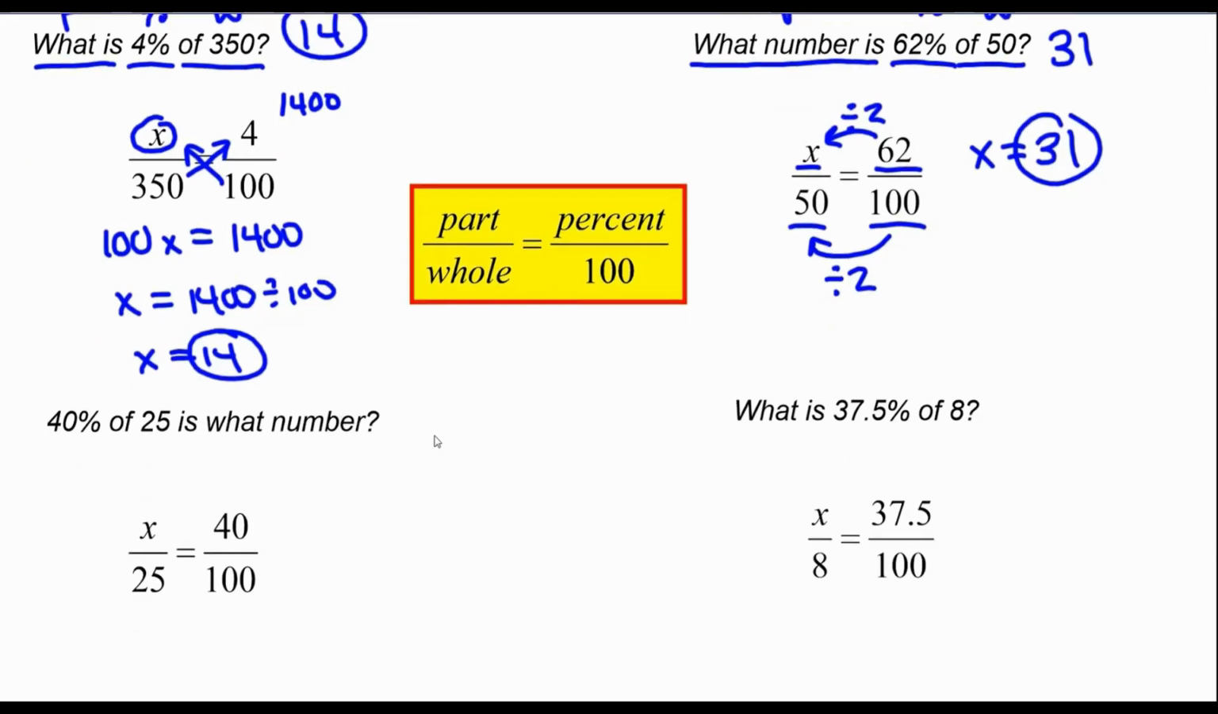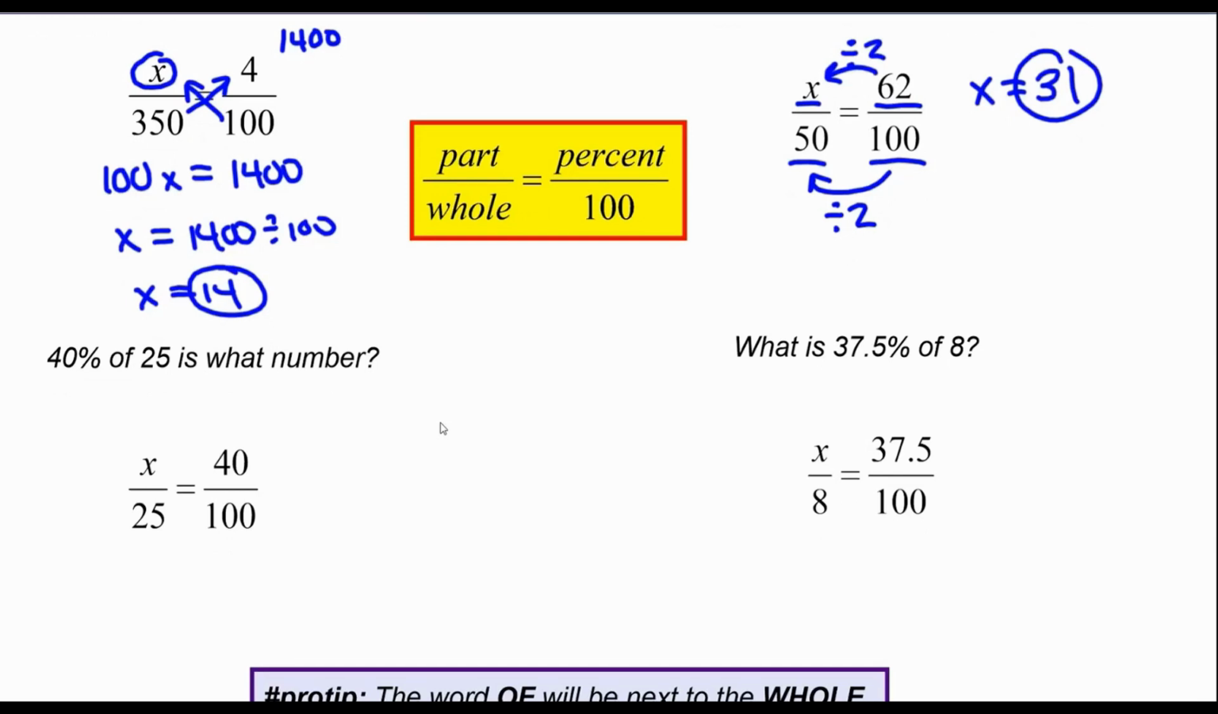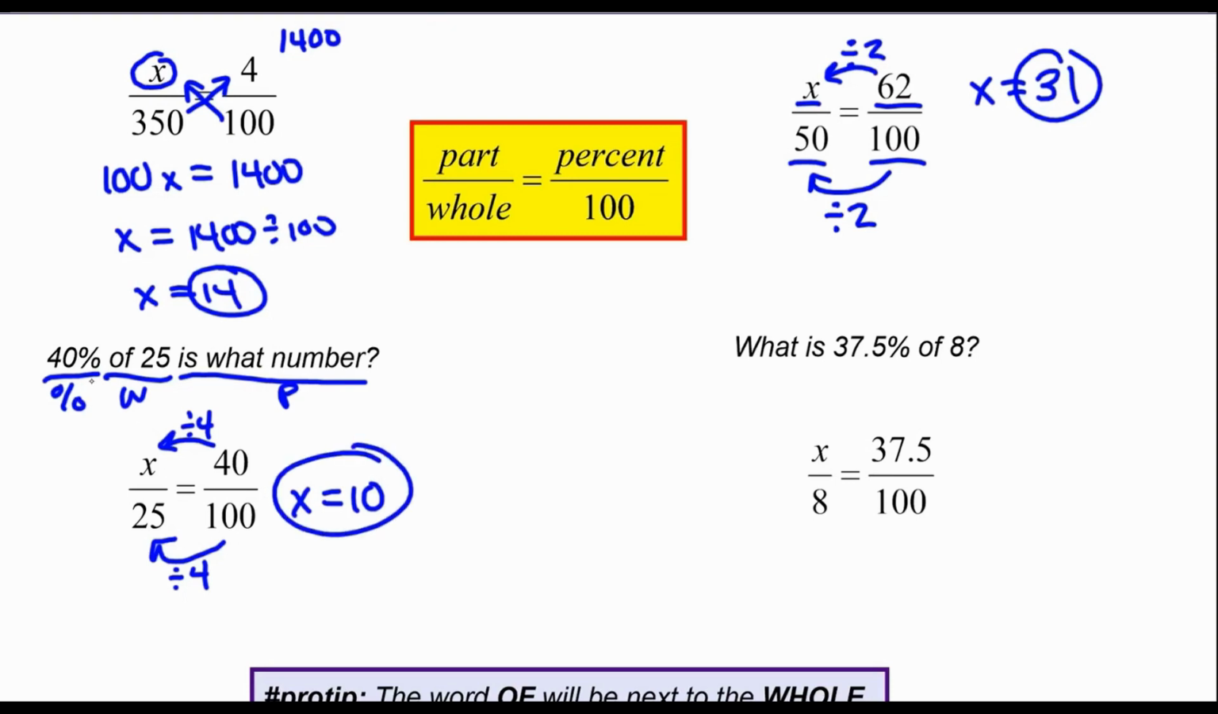Next one, 40% of 25 is what number? Again, the percent is easy to find. This is percent of 25. Out of 25 is the whole. Is what number? The part is missing. So again, I set up my proportion with all the parts that I know. And again, there's a nice horizontal relationship here. 100 divided by 4 is 25. And 40 divided by 4 would tell me what x is. And 40 divided by 4 is 10. So 40% of 25 is 10.